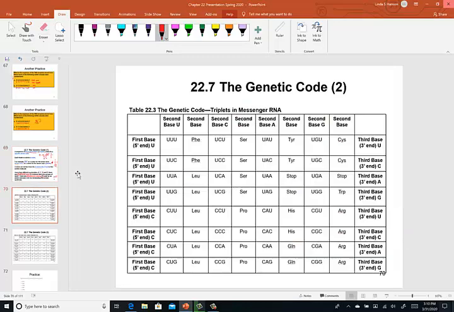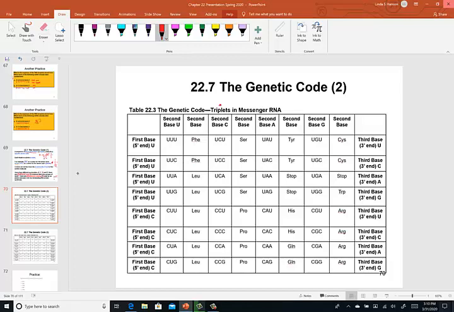Now, here is a slide in our notes as well that gives us the genetic code. Do you see what this looks like in your note pack? It's a grid, isn't it? And I have it all on one page for your convenience. Let's learn how to read this code.